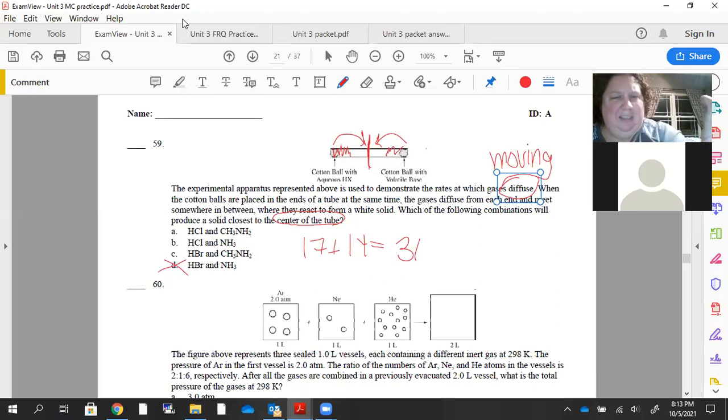So my guess is that A is the answer, right? Because HCl would be around 36 and CH3 and H2 would be around 31. That's the closest molar masses we can get out of any of those combinations. Okay, yeah, that makes more sense now. Okay.